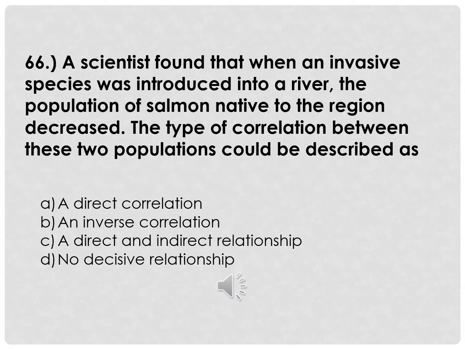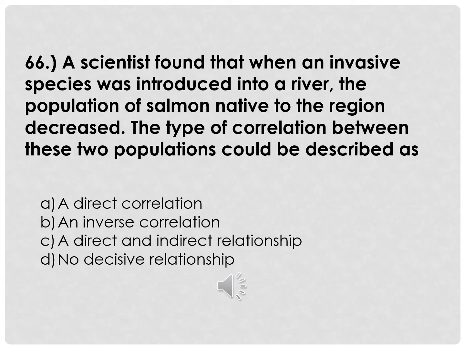A scientist found that when an invasive species was introduced into a river, the population of salmon native to the region decreased. The type of correlation between these two populations could be described as what? So in this case, we are introducing an invasive species, so we're putting more of them into the river. If this were a direct correlation, when we put this invasive species into the river, then the salmon native to the region would actually increase.